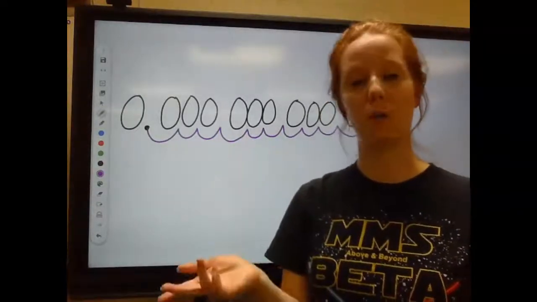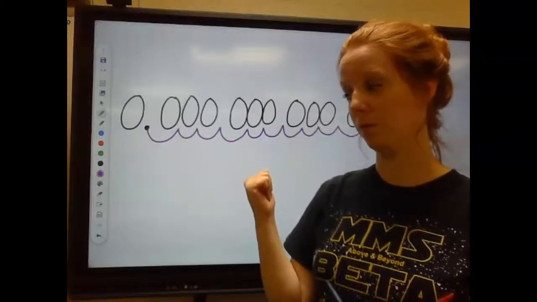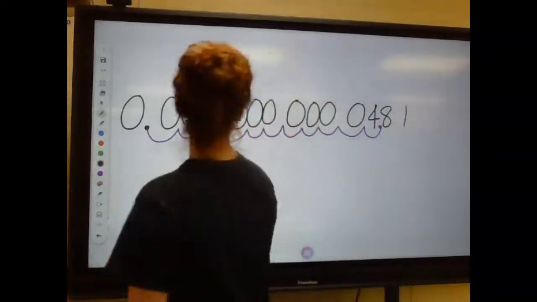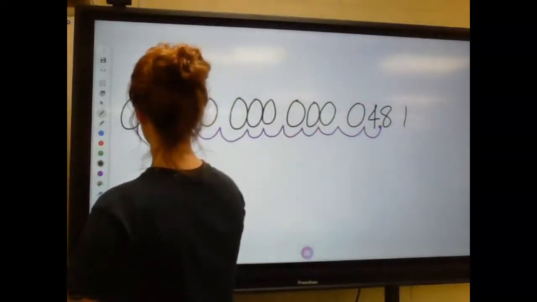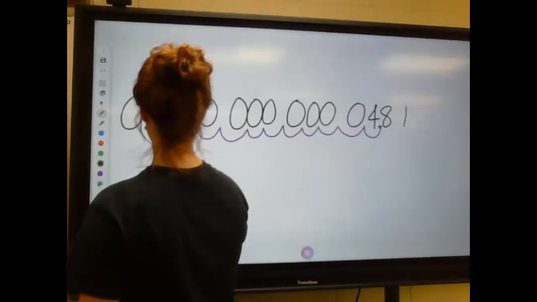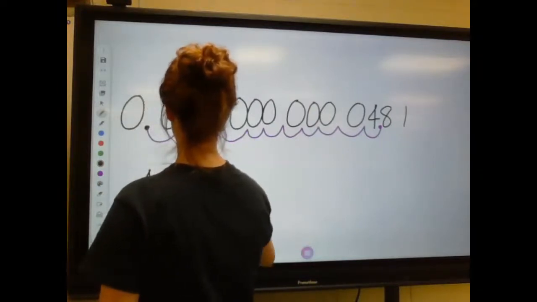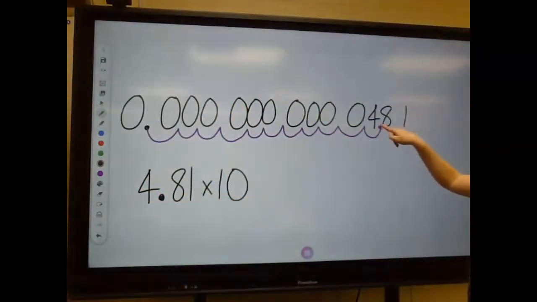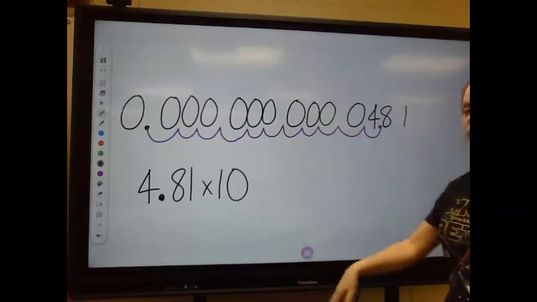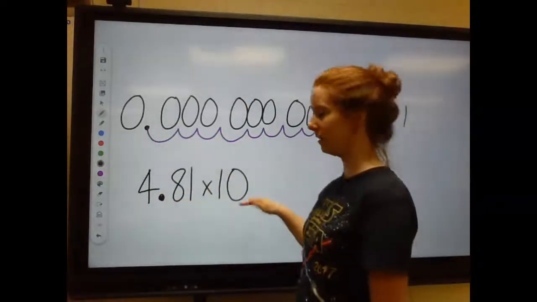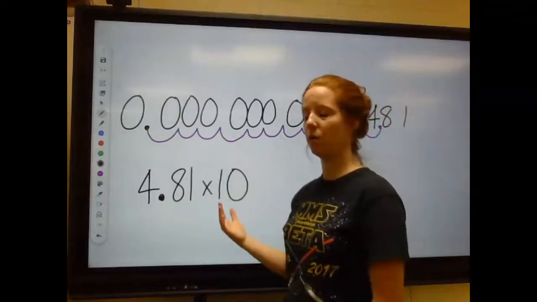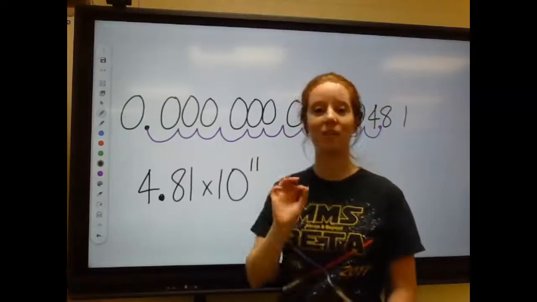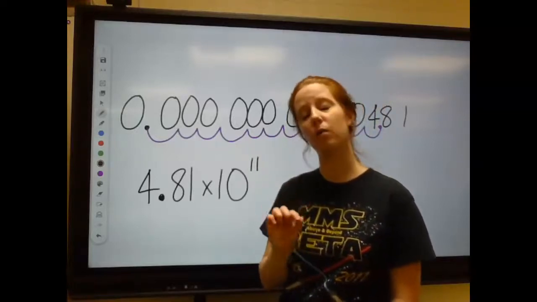So here's how you would now write this, since this is a small number that's less than 0, in scientific notation. So 4.81 from right here, 4.81. You still have your something point something times 10, and our exponent, we moved it 11 times. But because this is a number that is less than 1, your exponent's going to be negative.